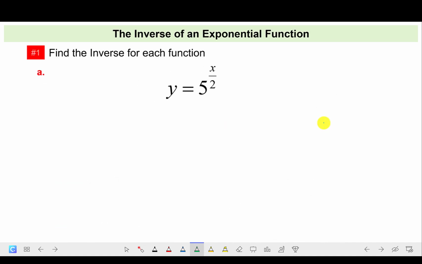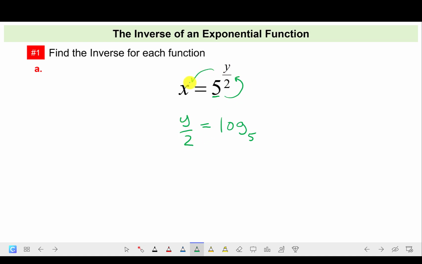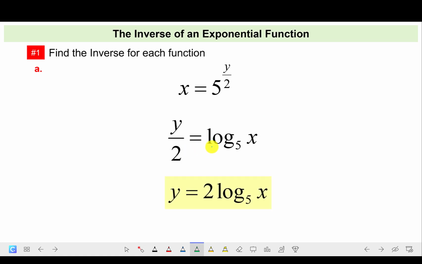Okay, so like I said, we're going to do this just like any function, right? I'm going to swap my x and y, and now what do we do? Well, log base 5 raised to the, well, that just comes over here, returns x. So we have this, okay. But the thing is, we don't have y alone yet. What do we have to do to get y alone? We just multiply both sides by 2, easy peasy. So I hope you got that.